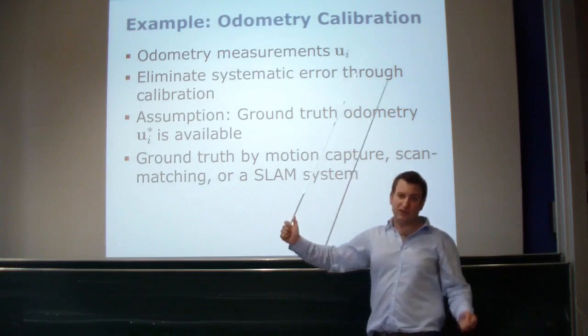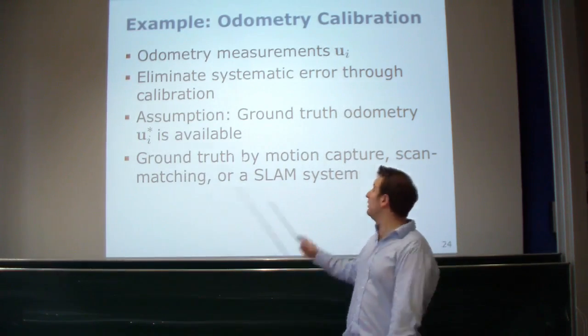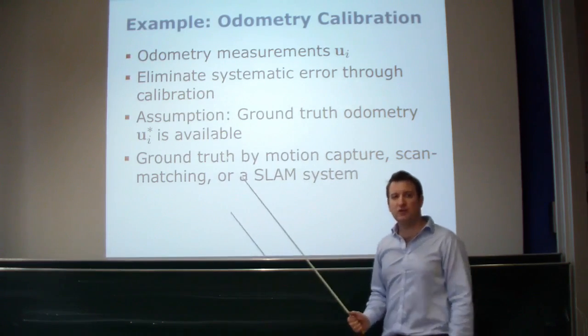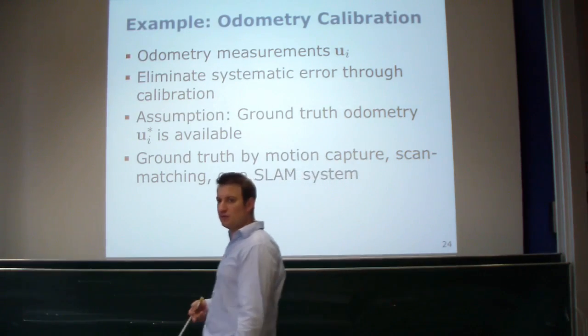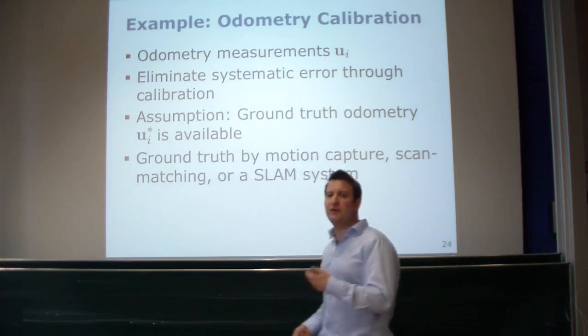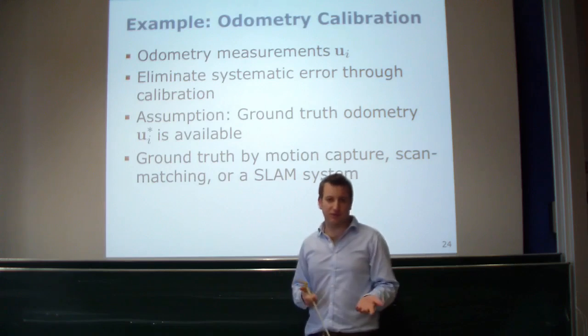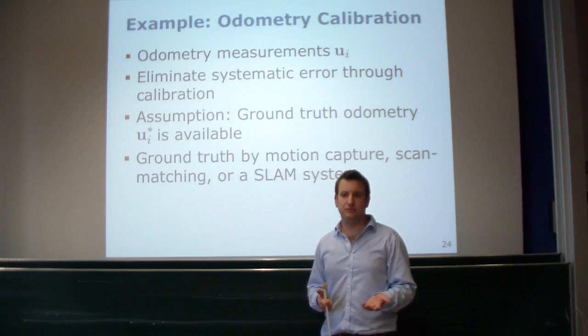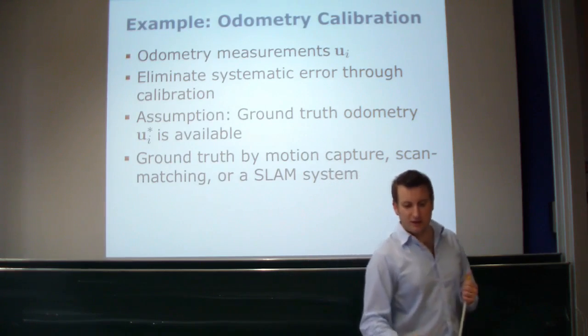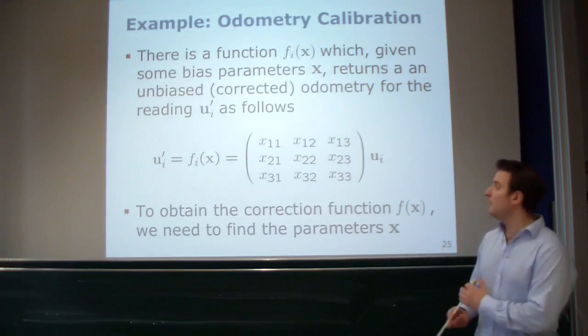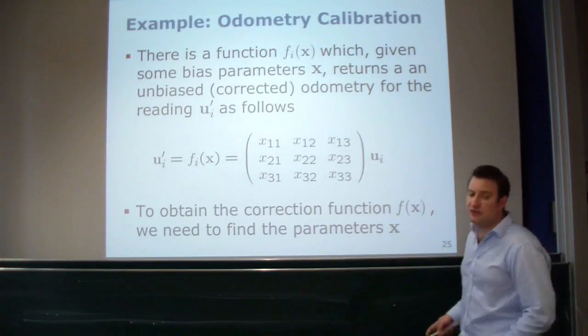So what I want to do is define a function which transforms the odometry u_i into a corrected odometry, so that the difference between the corrected odometry and the ground truth odometry is as small as possible. This is exactly the calibration problem I'm facing. I don't want to make any assumptions about how the robot is built.